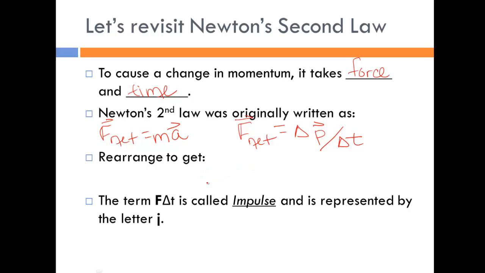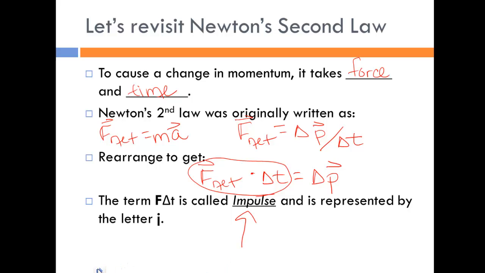Now, if we rearrange that, we could multiply both sides by that time interval term. And so I would get net force times the delta t for the time interval is equal to the change in momentum of the object. And this term, net force times delta t, is called impulse, and it's represented by the letter J.